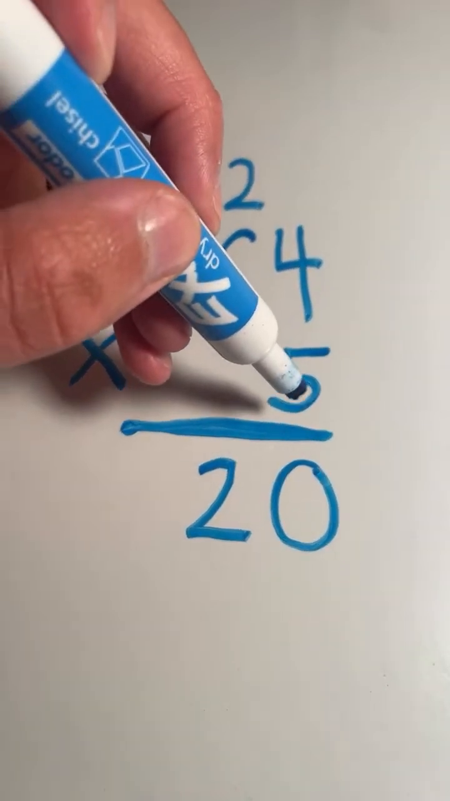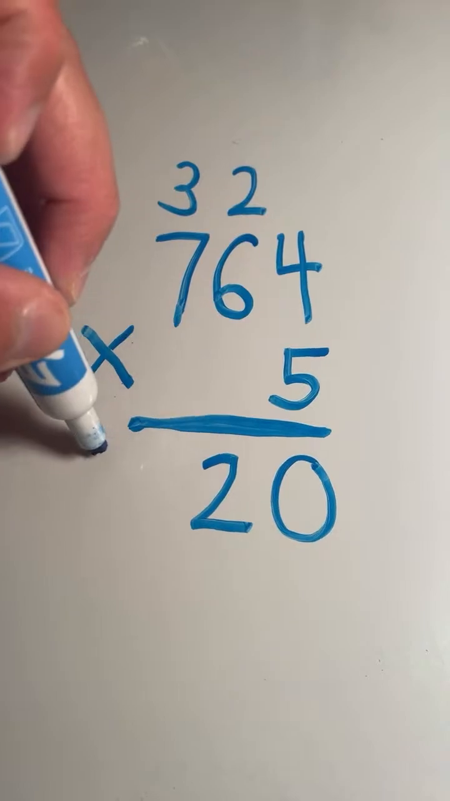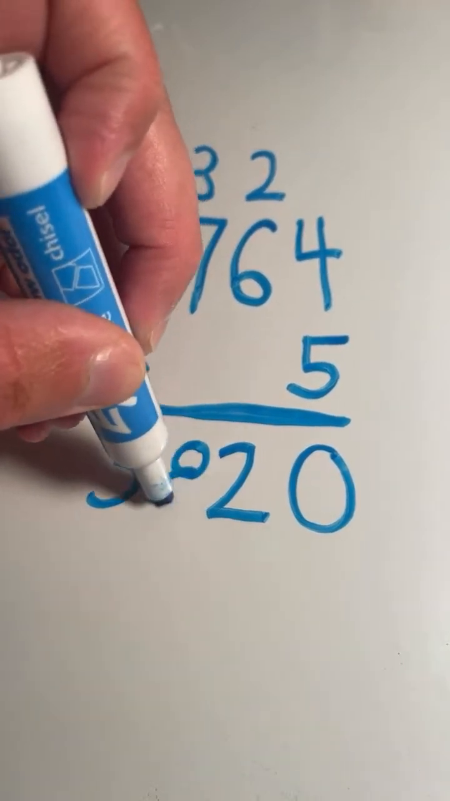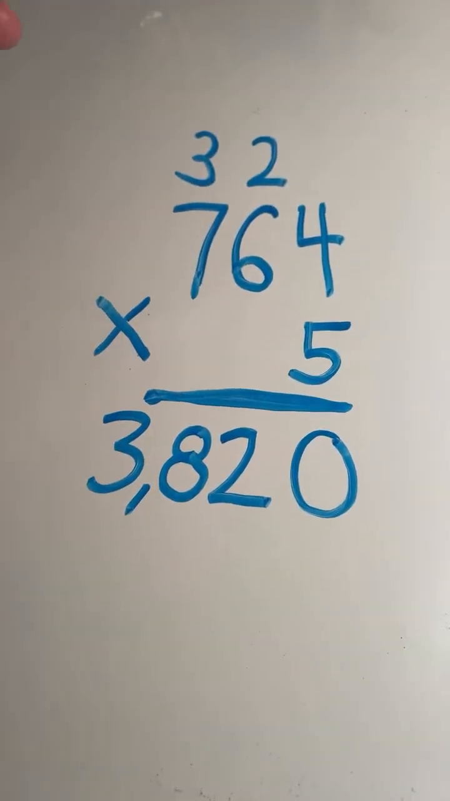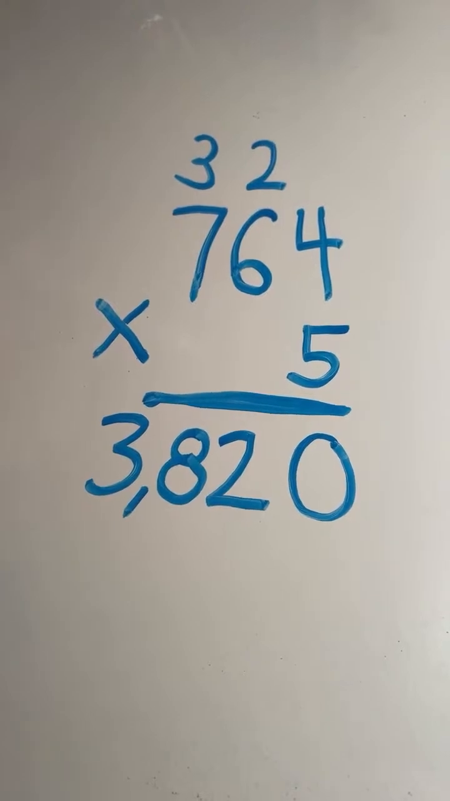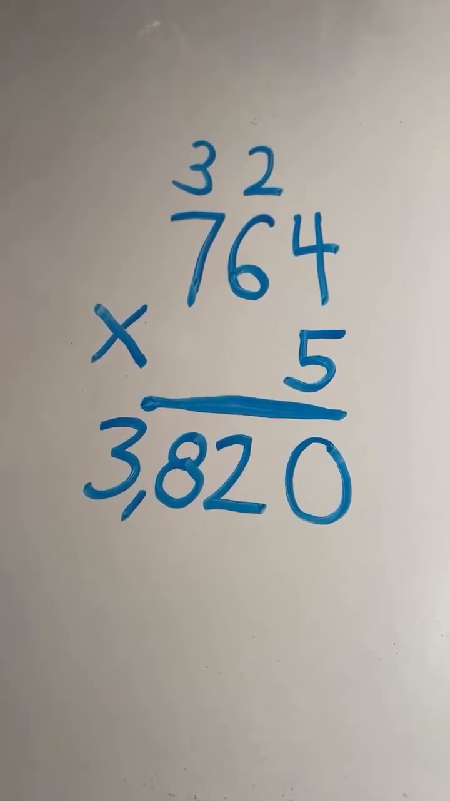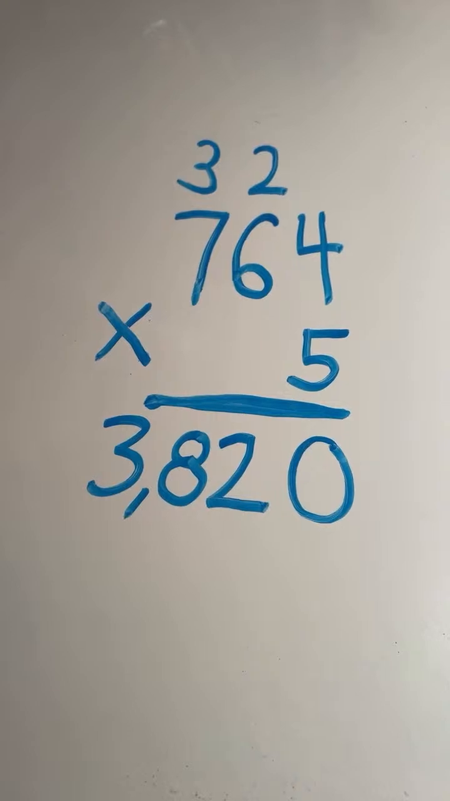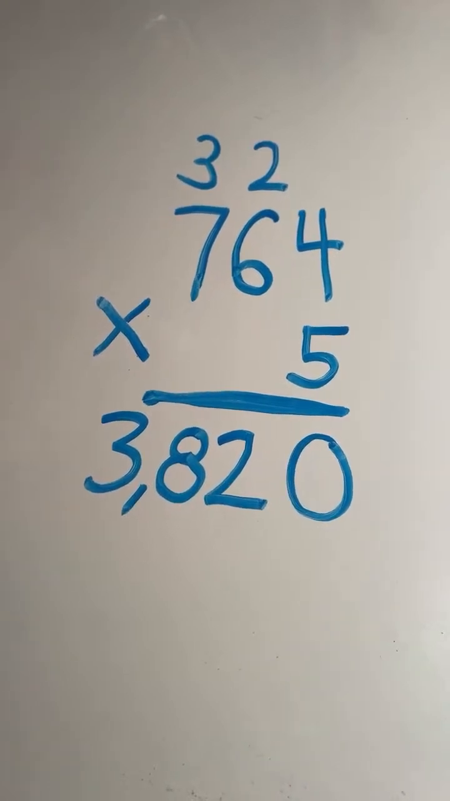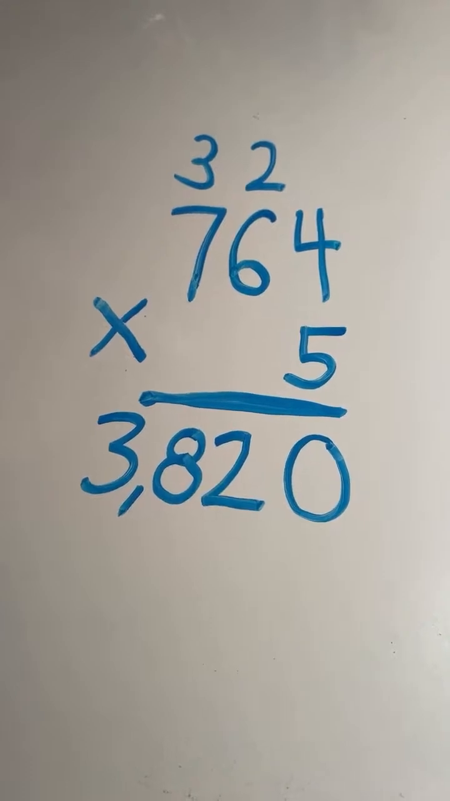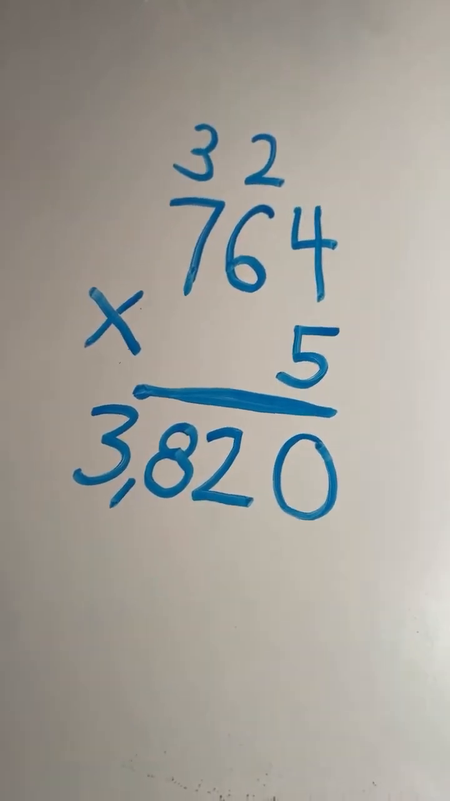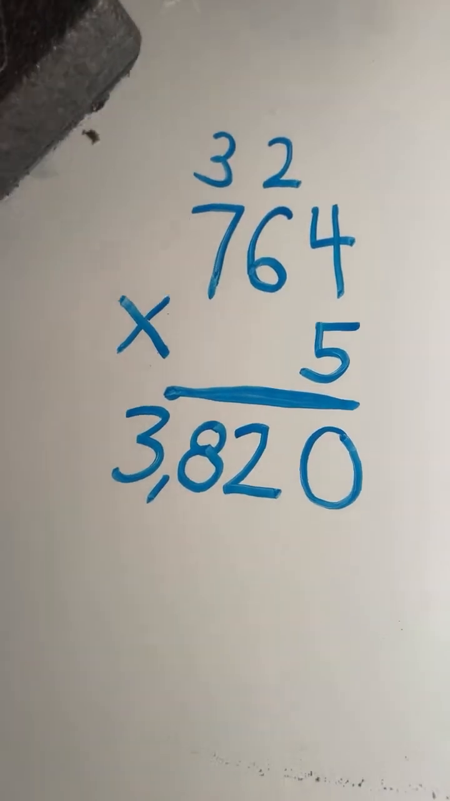Seven times 5 equals 35, plus 3 equals 38. And we have our final answer, 764 times 5 equals 3,820. All right, moving on to example number 3.